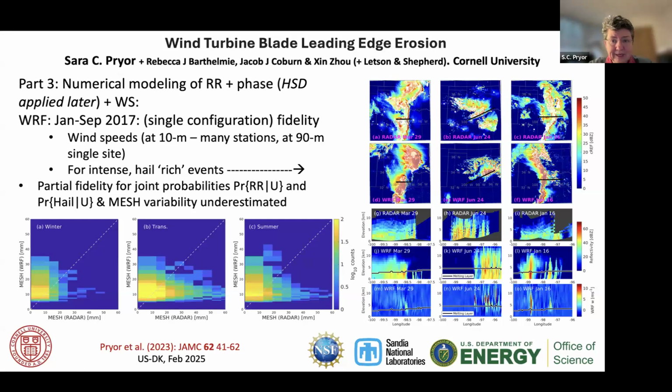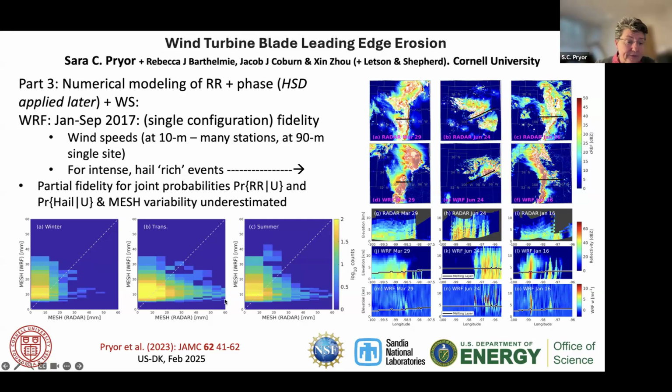So what does this tell us? That we have done a single configuration, we'll be frank. The good fidelity was found, I didn't show it to you, but for wind speeds at most of our stations. So we capture the wind climate relatively well. We capture some aspects of these intense, heavily precipitating and hail-rich events, but of course, we have a massive penalty if the precipitation is slightly displaced in time or space. We lose the ability to compute erosion.